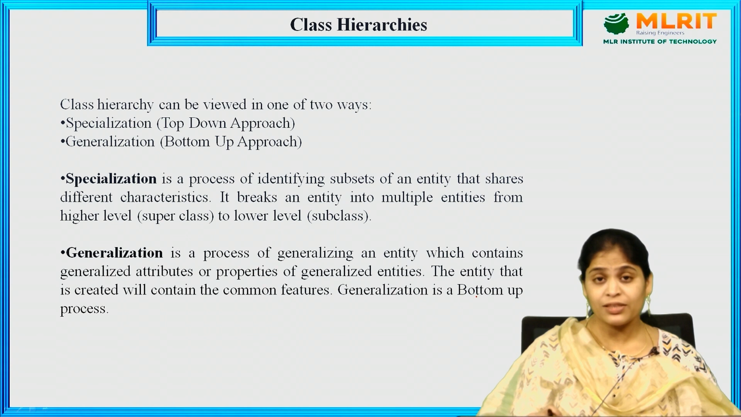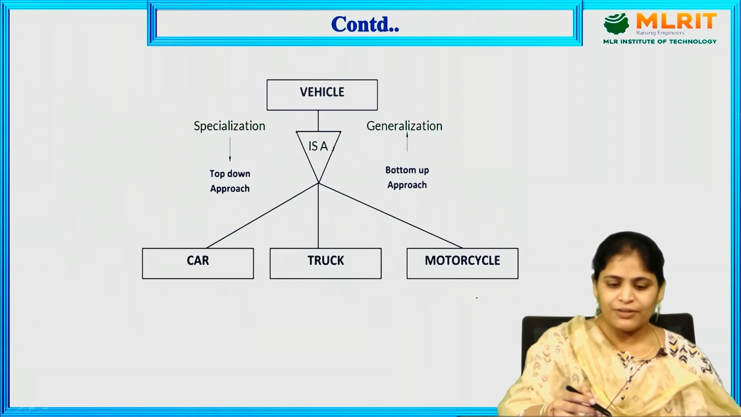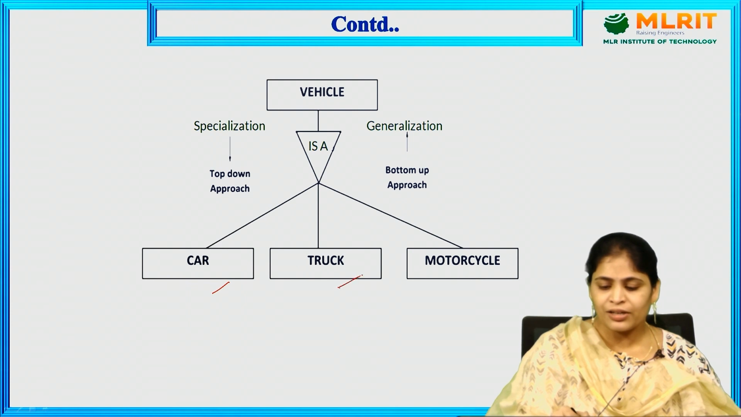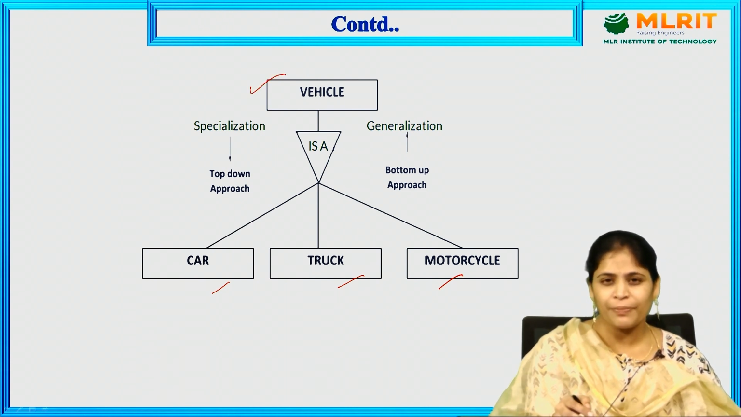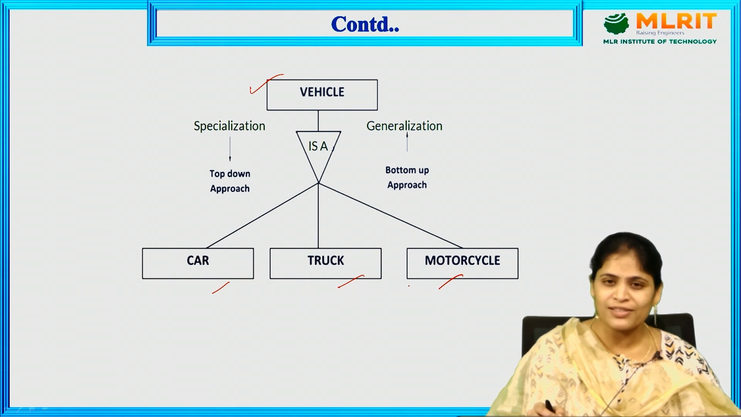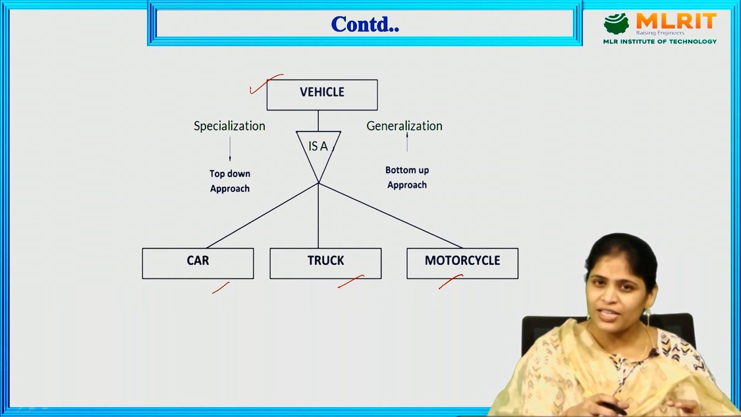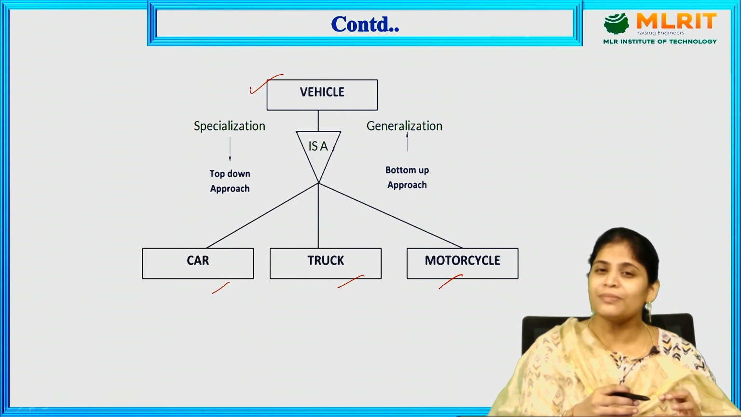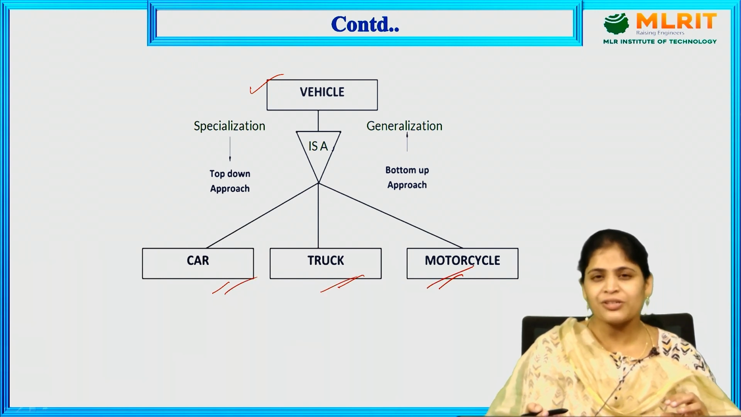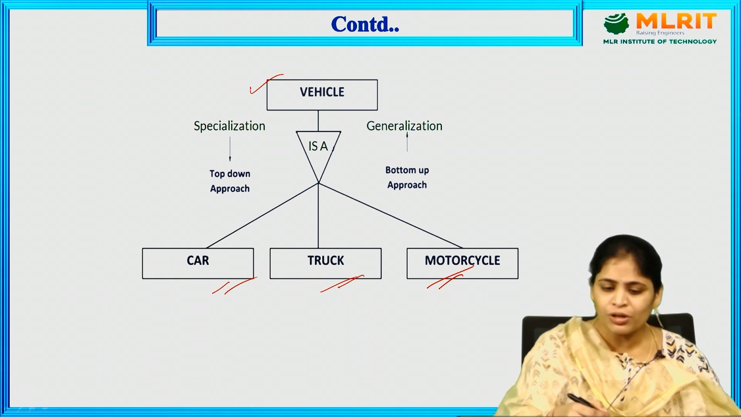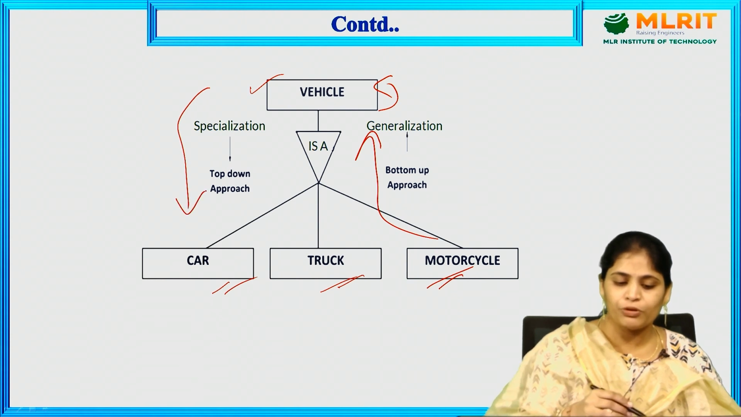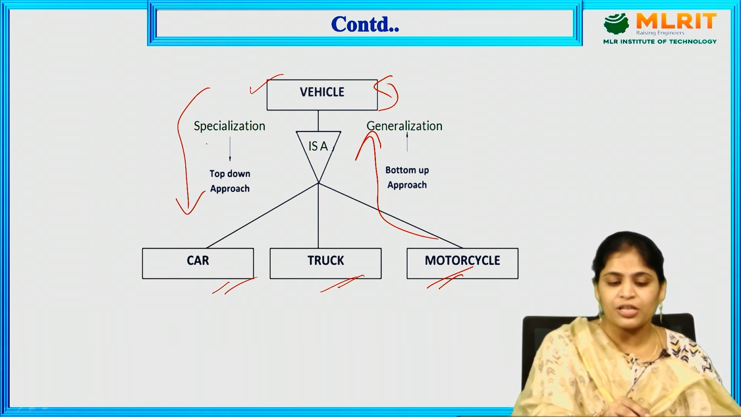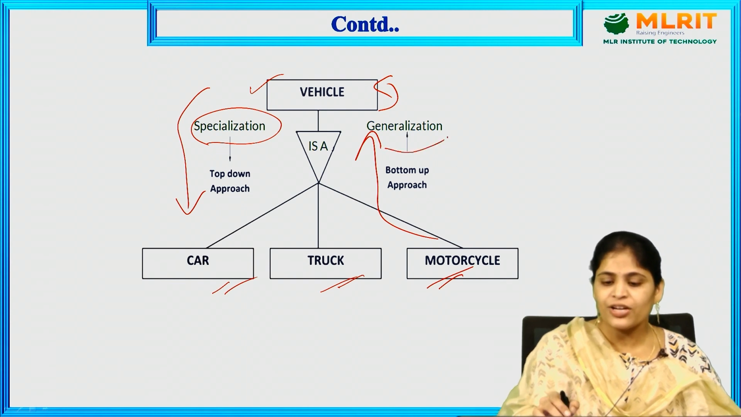So, let us deal with these two with an example. As I said, vehicle is a car, truck or motorcycle. So, in top-down approach, first of all, we used to consider the main entity and that will be divided into sub-entities. In bottom-up approach, first we used to consider three individual entities, we used to generalize them, unite them by considering the similar properties of these three, and we used to generalize it as a superclass. So, it is nothing but bottom-up approach. This is what we call as top-down approach. So, top-down approach is called as specialization, bottom-up approach is called as generalization.